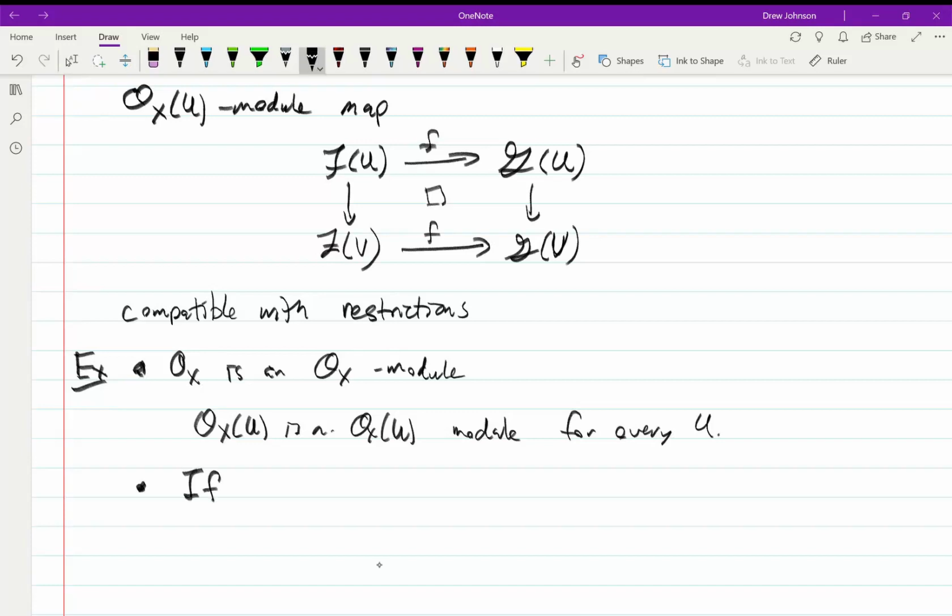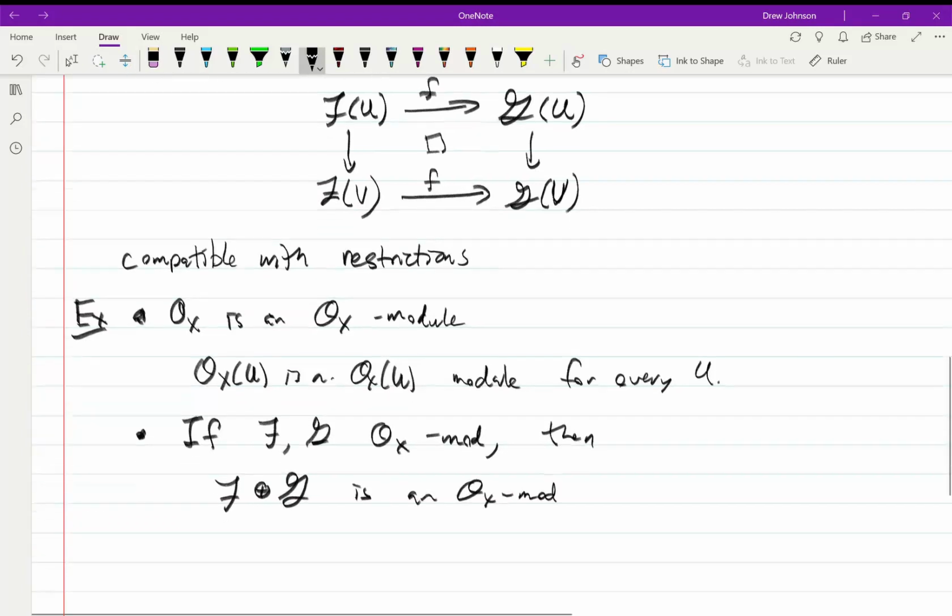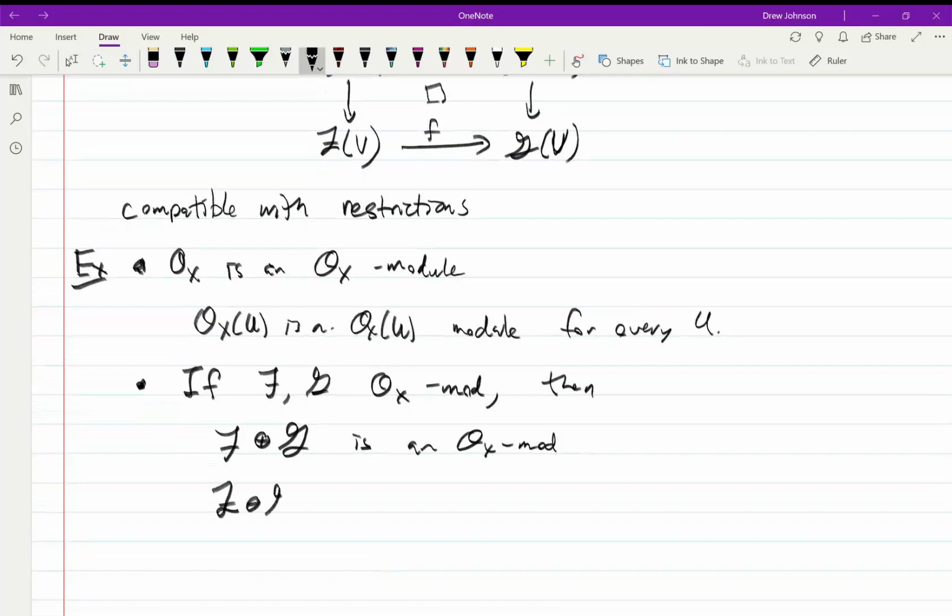If you start out with 2 modules, so if you have F and G OX modules, then you can form their direct sum, right? F plus G is an OX module. And how does that work? Well, you just take F plus G on an open set U is just F of U direct sum G of U. All right, so if you know how to take direct sums of modules, there you go.